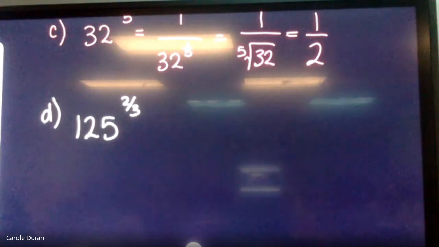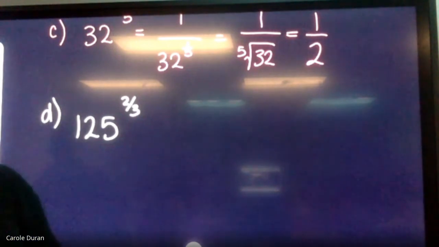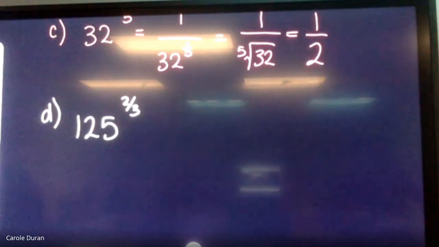Wait, is that 125? That is 125 to the 2/3 power. This is yours to solve on your own. You may use a calculator, but I need to see the conversion as well.